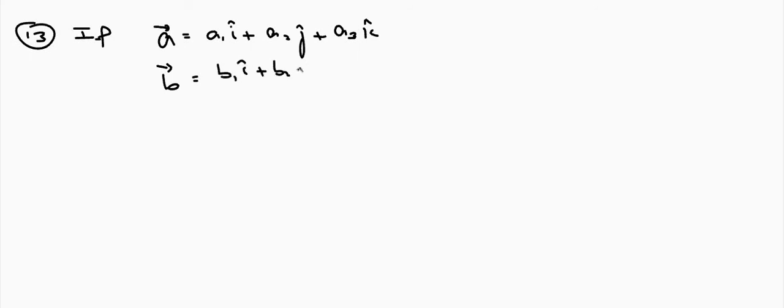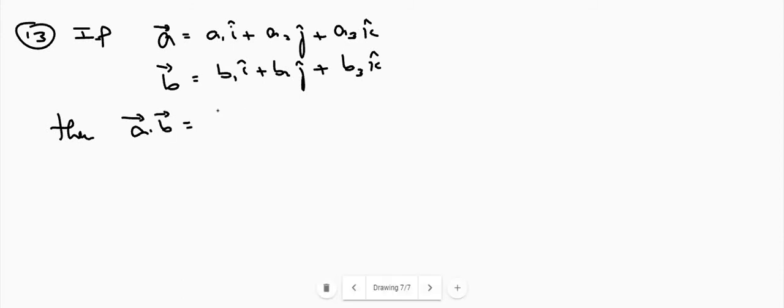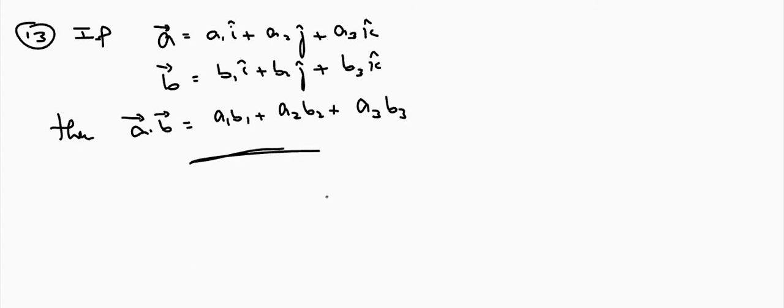Next, property number 13, if A vector equals a1 i cap plus a2 j cap plus a3 k cap and another vector B vector equals b1 i cap plus b2 j cap plus b3 k cap, then A vector dot B vector is equal to a1 b1 plus a2 b2 plus a3 b3. Clear?